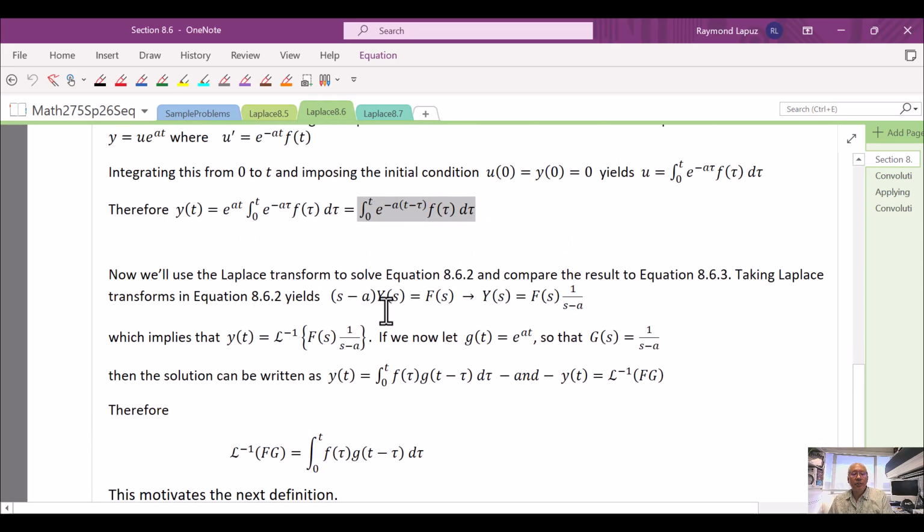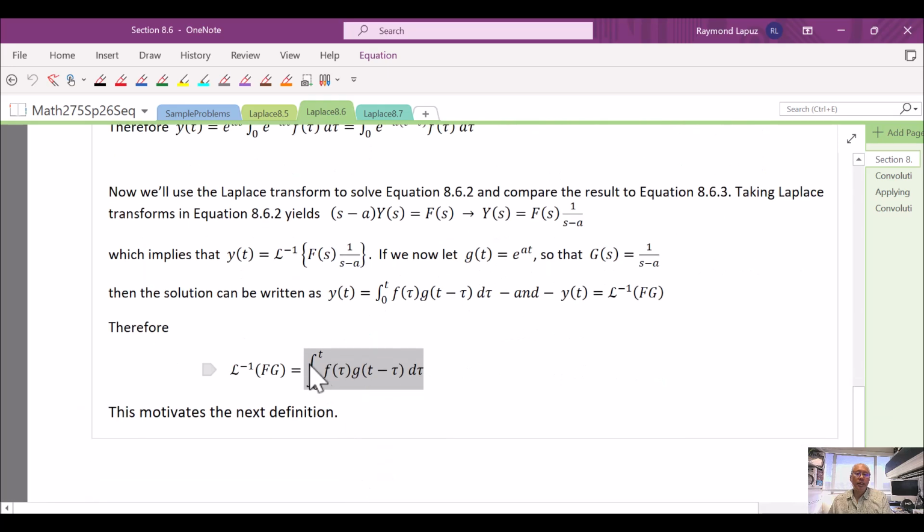In fact, they go through a little bit more work, and they get to this function. So the inverse Laplace of F times G is going to be this thing. This clearly is not just a regular product of little f of t times little g of t. It is this more complicated integral. And that will lead us to the definition of the convolution. All right, so that's a little preview.